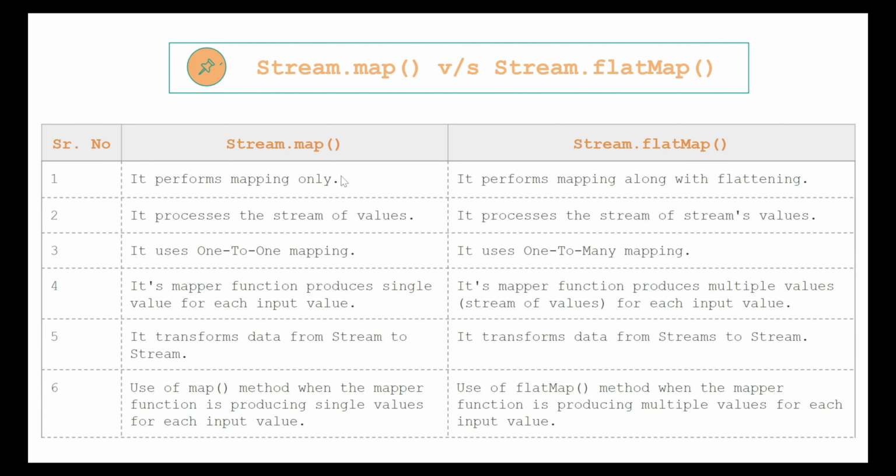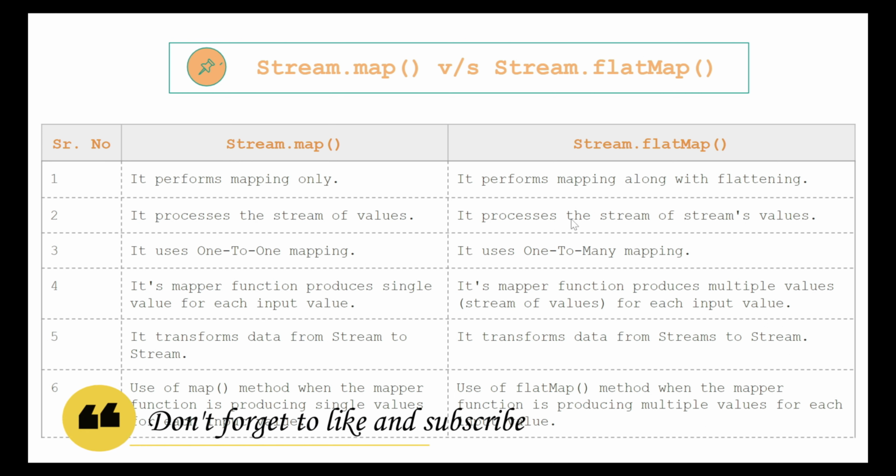So the first difference between map and flatMap is the map method performs the mapping operation on the collection input in the stream pipeline, whereas the flatMap operation performs the mapping and flattening operation on the collection element in the stream pipeline. The second difference we have: map processes the stream of values, whereas the flatMap processes the stream of streams values.